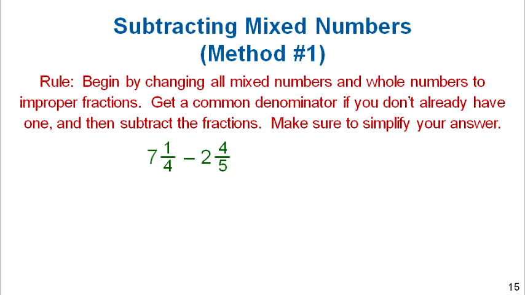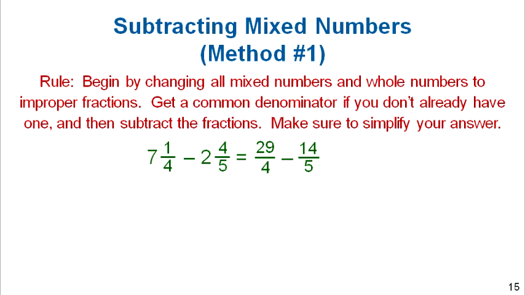To subtract two mixed numbers using the method I'll call method number 1, start by changing all the mixed numbers and whole numbers to improper fractions. Get a common denominator if you don't already have one, and then subtract the fractions. Make sure to simplify your answer. For example, to subtract 7 1/4 minus 2 4/5 using this method, we must begin by noting that 7 1/4 is equal to 29 over 4, and that 2 4/5 is equal to 14 over 5.